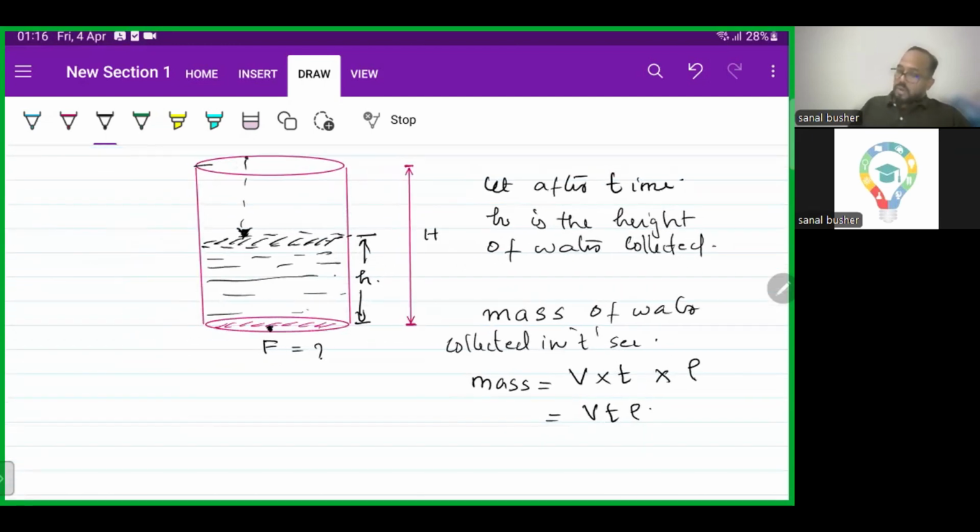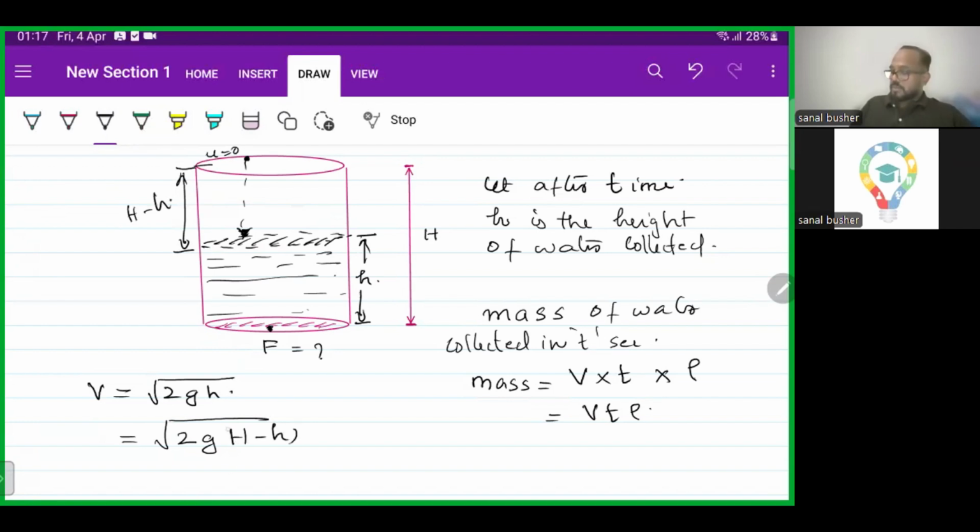Then the impact. The water is falling from this point, so we will consider the initial velocity u is equal to 0. You know the velocity of water just before hitting the surface, v is equal to root of 2gh. This formula you know. So in this case, 2 into g, and what is the height? The displacement traveled by the water is H minus h. So it will be root of 2g(H minus h).